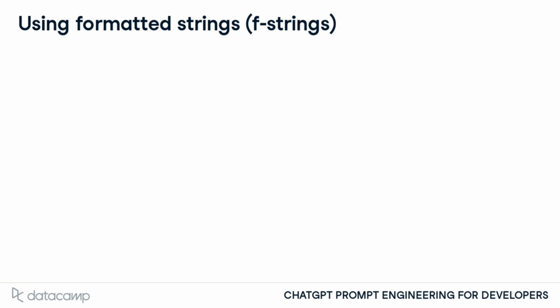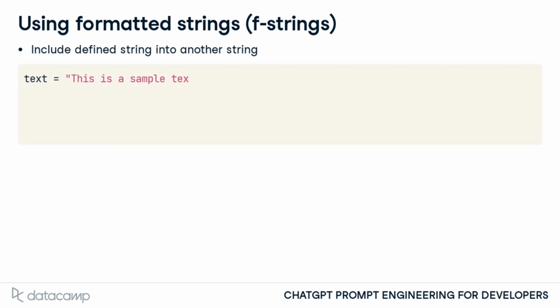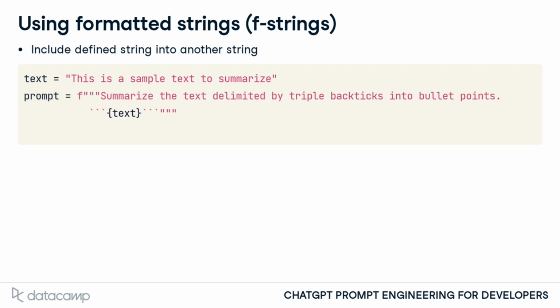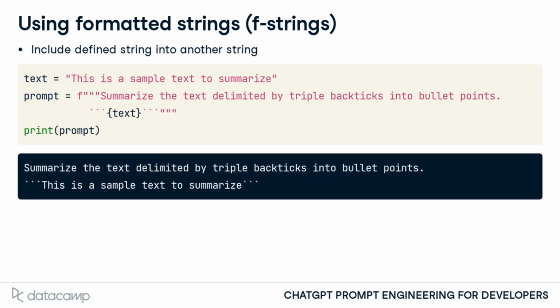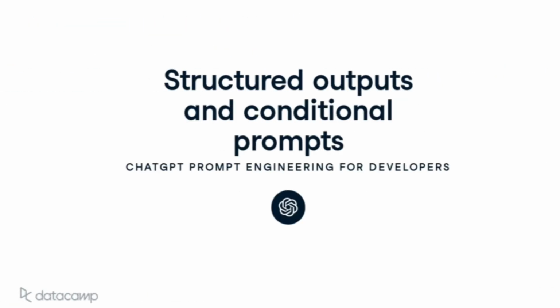Instead of including long inputs within the prompt string, we can use Python's f-strings to embed a predefined string. In this example, we define the variable text, add an f before the prompt string, and place the text variable in curly brackets inside the prompt. This incorporates the variable's content into the prompt. We'll be frequently using this format in the course.